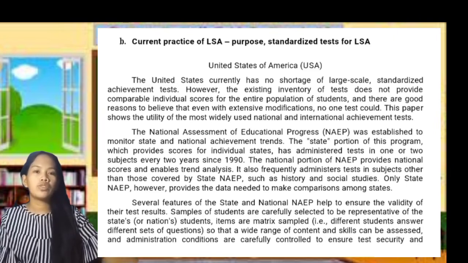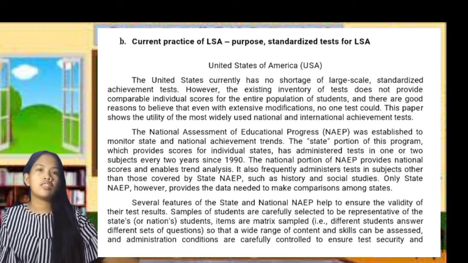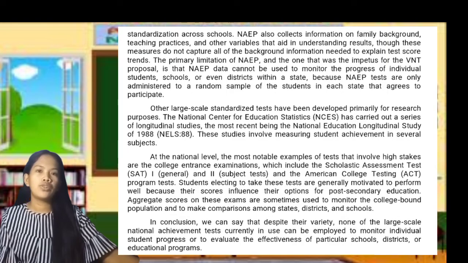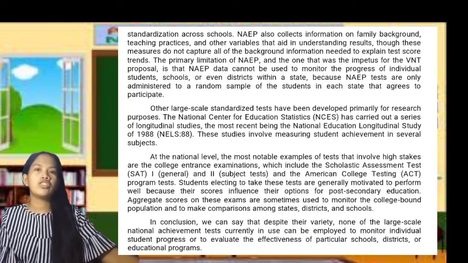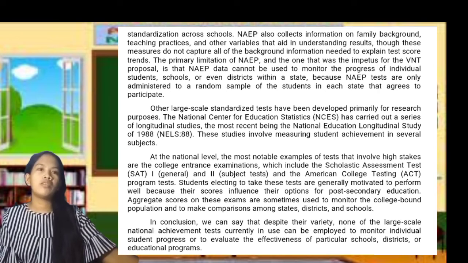Nakita niyo naman sa inyong screen yung current practice of LSA purpose standardized test for large-scale assessment of the United States of America. So, in conclusion po, we can say that despite their variety, none of the large-scale national achievement tests currently in use can be employed to monitor individual students' progress or to evaluate the effectiveness of particular districts or educational programs.